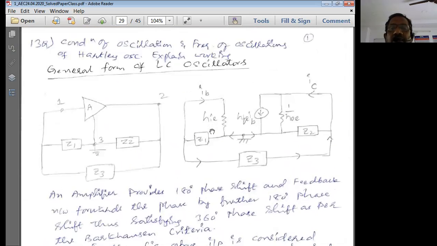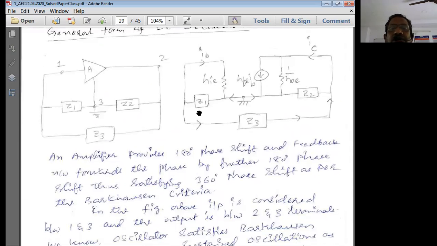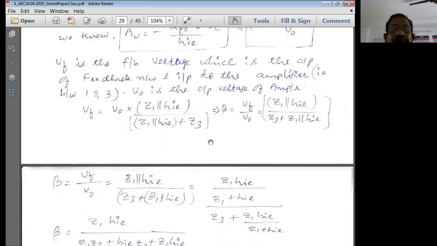See, this is an important point for us to understand here. So Z1 in parallel with HIE, these two will come in series with this. Now this entire thing is going to become the total resistance connected at the input side. The total resistance considered to be present at the input side of the amplifier circuit is going to be these 3 elements. Therefore, you have to include those elements here. So that means VF is equal to V naught into the resistance across the input terminals of the amplifier, divided by the total resistance.